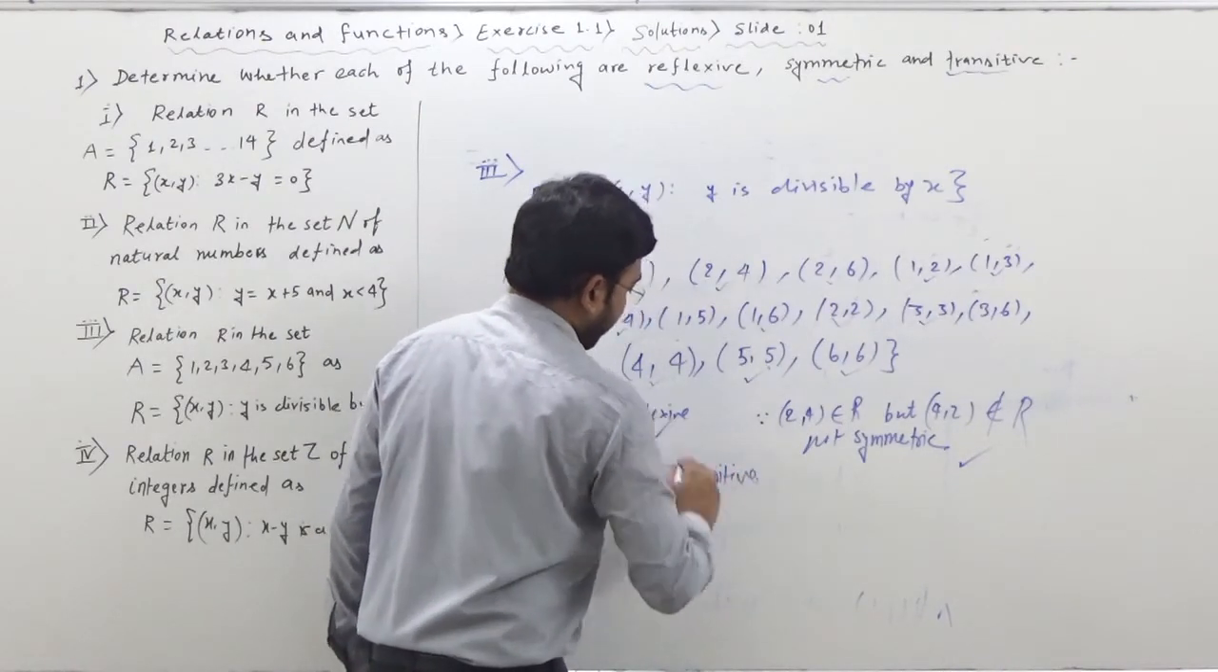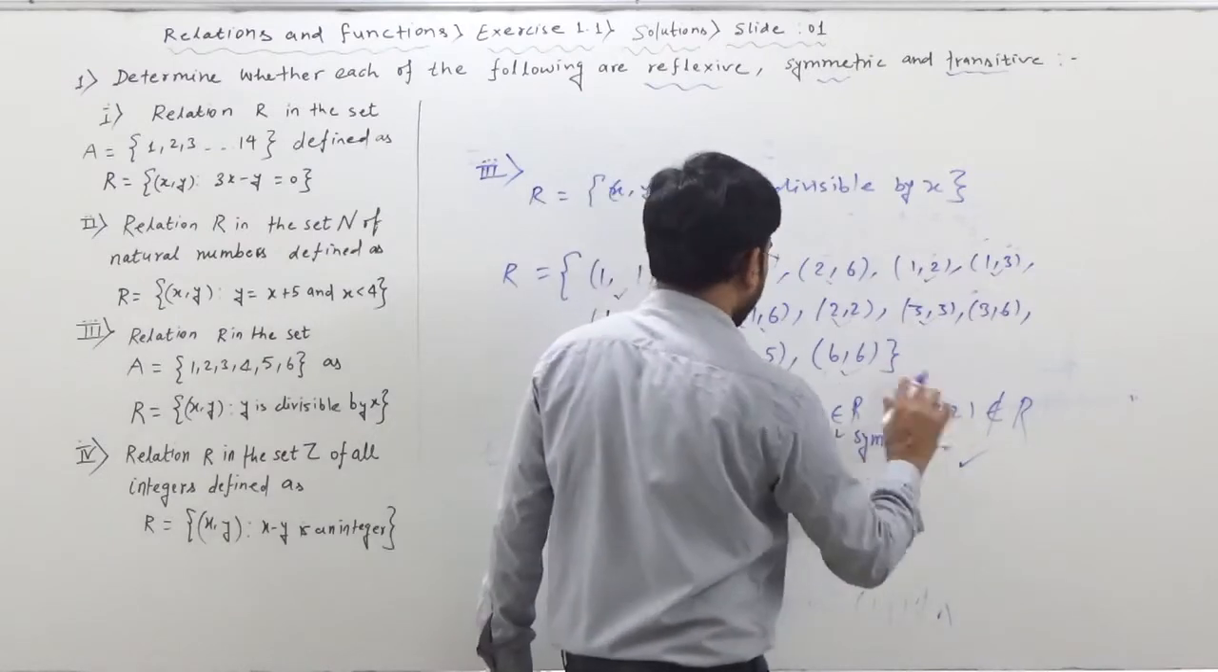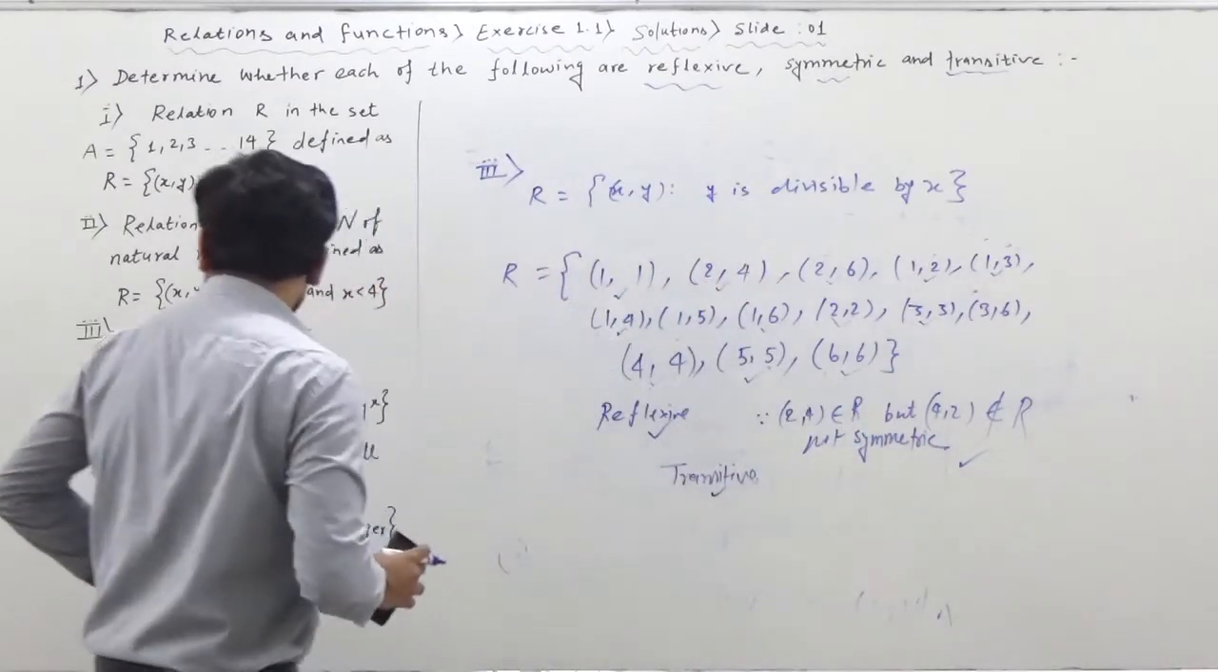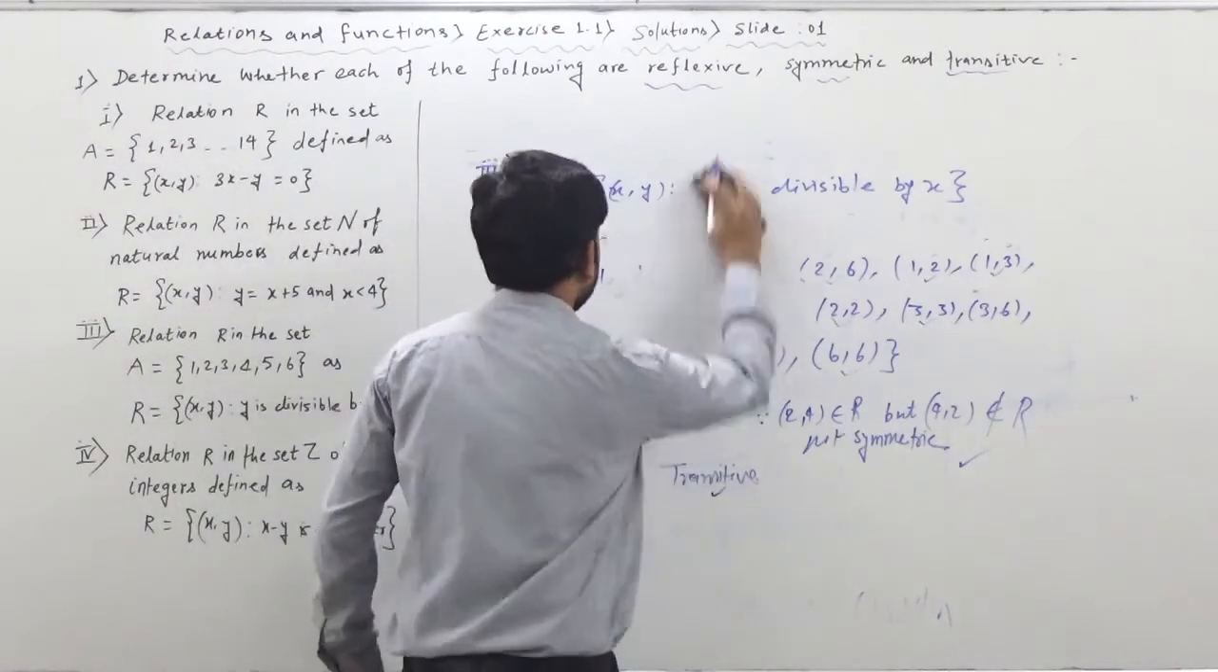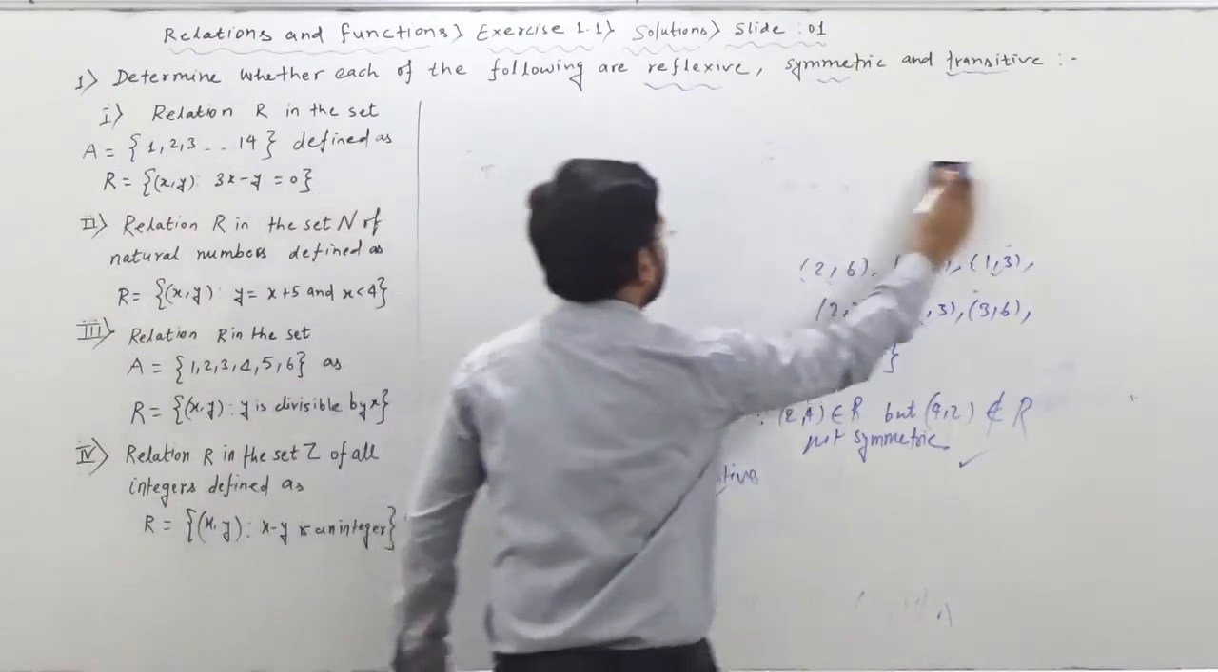So this is a reflexive and transitive, but it's not a symmetric relation. So this is what the third one. Now the fourth one we will take. Fourth question, have a look.